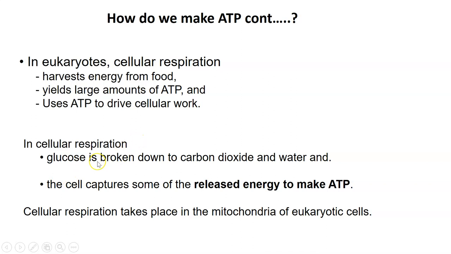So glucose is broken down to CO2 and water, and the cell captures about 34% of the released energy to make ATP. The other 66% is lost as heat. And the high ATP producing elements of cellular respiration take place in the mitochondria.